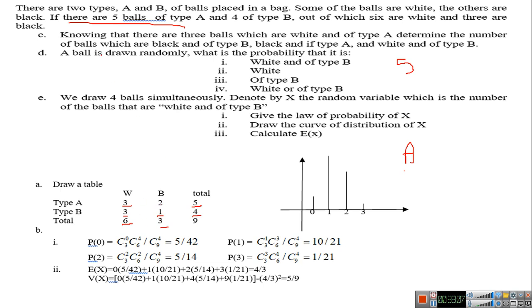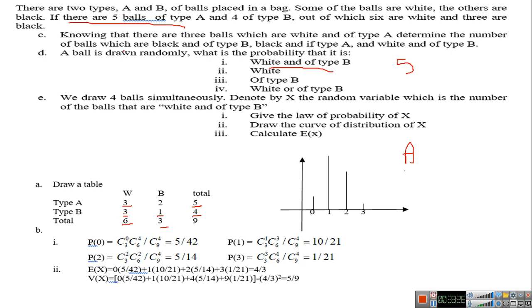Now find the rest. We did it. Okay, now a ball is drawn randomly. What is the probability that it is white and of type B? White and of type B, so I have 1 out of 3 choices over 1 out of total 9.